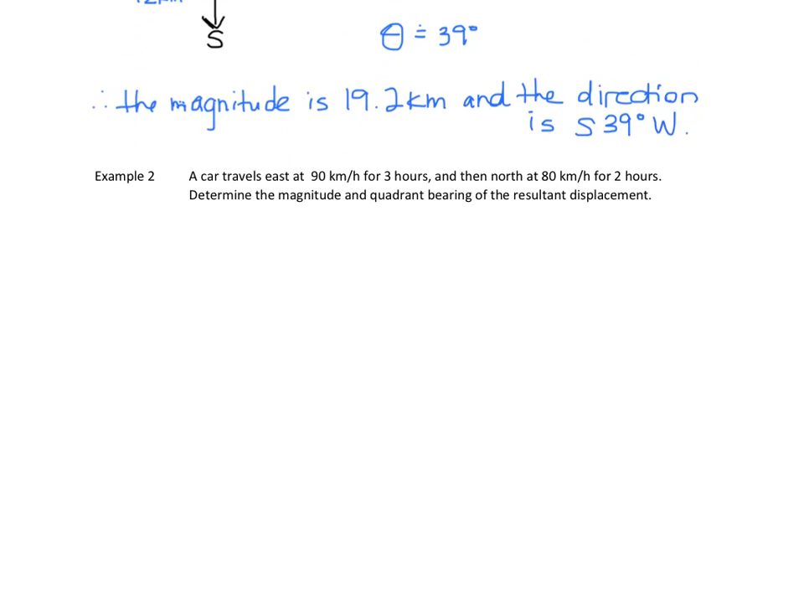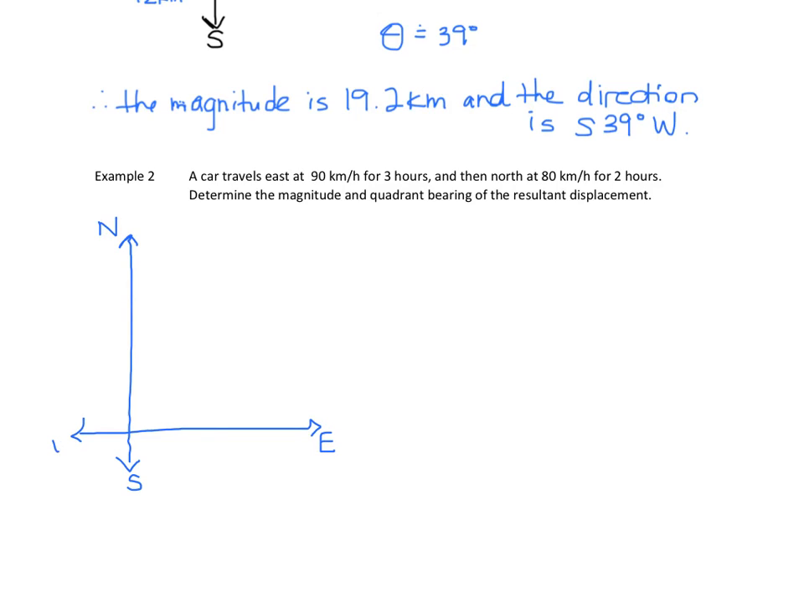Okay, the next example says a car travels east at 90 kilometers per hour for 3 hours and then north at 80 kilometers per hour for 2 hours. Determine the magnitude and quadrant bearing once again of the resultant displacement. Now, this is the same type of question, except we need to do just a little extra work to figure out the distances traveled because we're given the time elapsed as well as the speed that the car is driving.